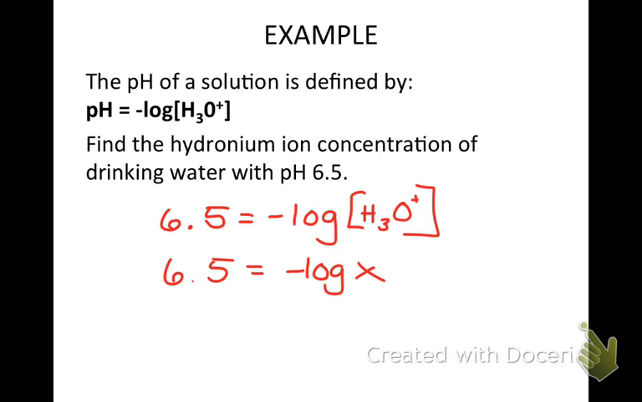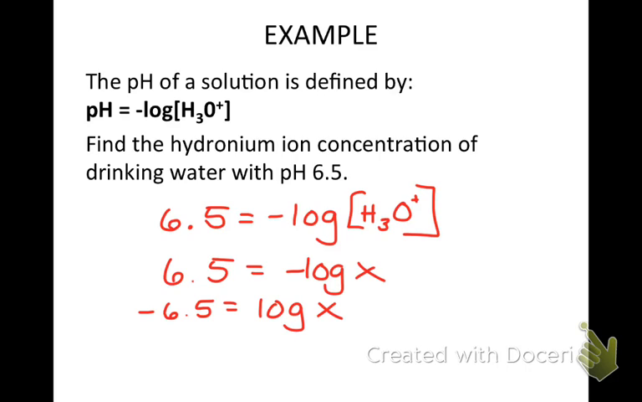Put it in exponential form, right? First, let's get rid of this negative. If I make this a positive, that means the 6.5 is going to need to become a negative 6.5, equals log x. Okay, so now remember, how do I convert back and forth? If I had y equals a to the x, that goes to log base what? A, y equals x, right? So we should be able to convert back and forth.